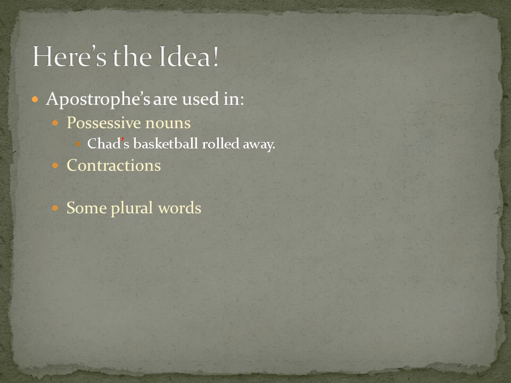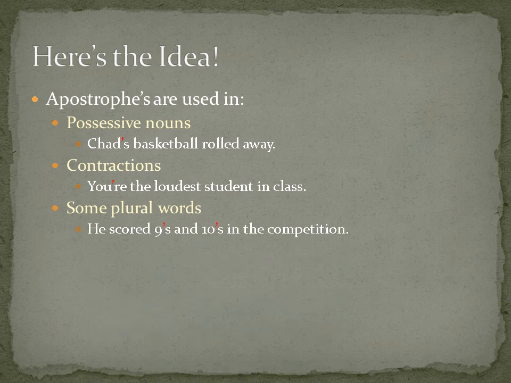So, here's the idea. Apostrophes are used in 3 types of words. Possessive nouns, for example, Chad's basketball rolled away. Contractions, you're the loudest student in class. And some plural words. So he scored 9s and 10s in the competition. And we'll get into more specific examples later.